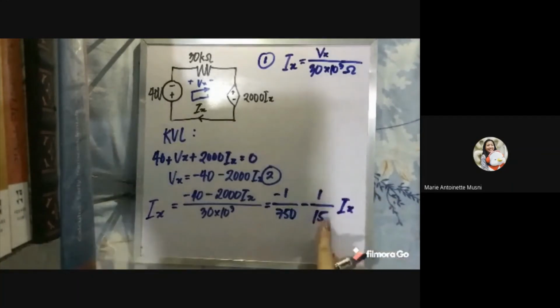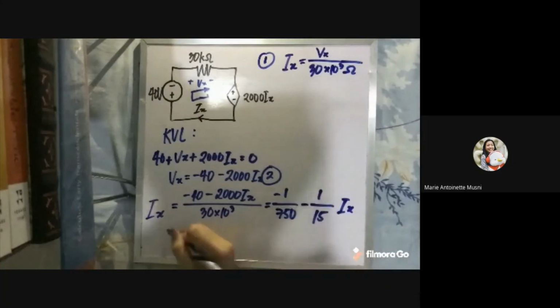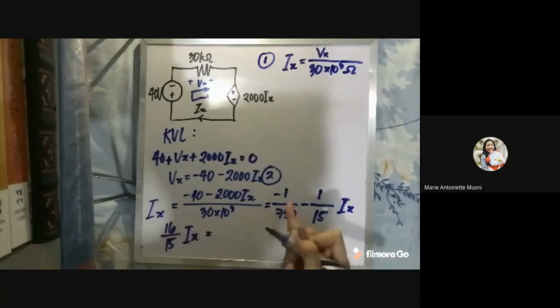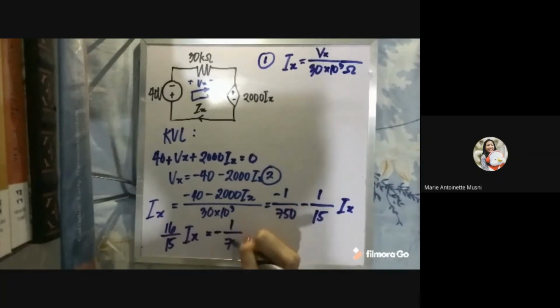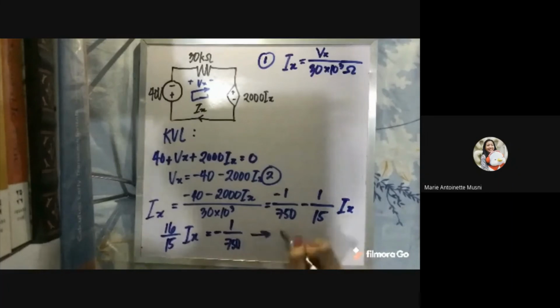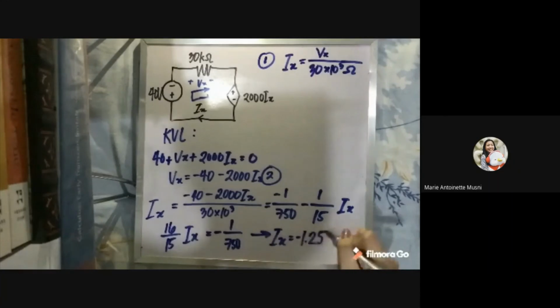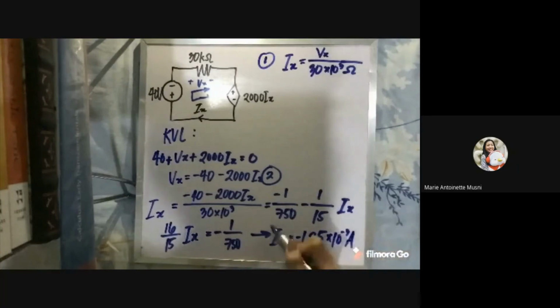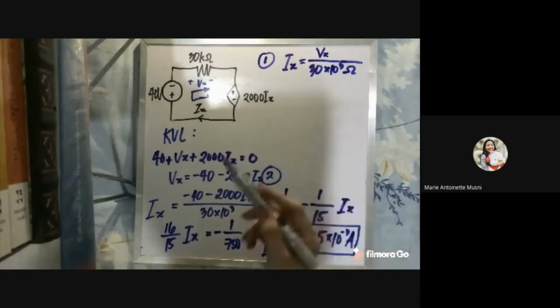By transposition, we can add 1 over 15 Ix to both sides, and that's going to give us 16 over 15 Ix on the left equal to negative 1 over 750 on the right. Multiplying 15 over 16 to both sides of the equation, we get that Ix is equal to negative 1.25 times 10 raised to negative 3 amperes. So that is our Ix for this diagram.